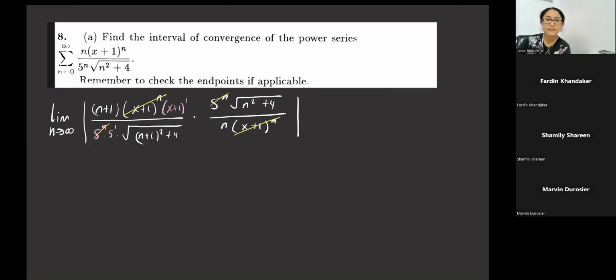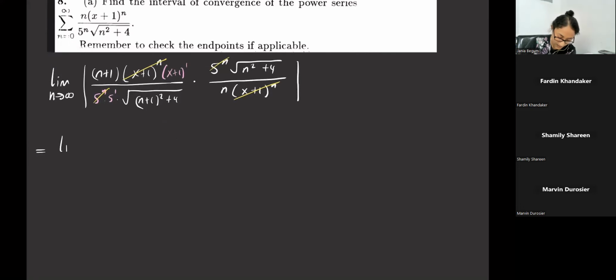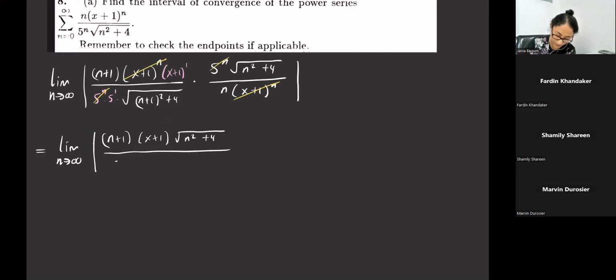And that's it, right? So now all of this will just be the limit as n approaches infinity of n plus 1 times x plus 1 times the square root of n squared plus 4 all over 5 times n times the square root of n plus 1 squared plus 4. All right, let me know if I missed something. I think this is okay.